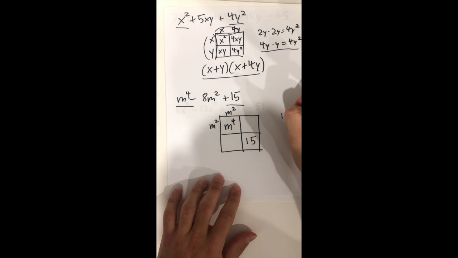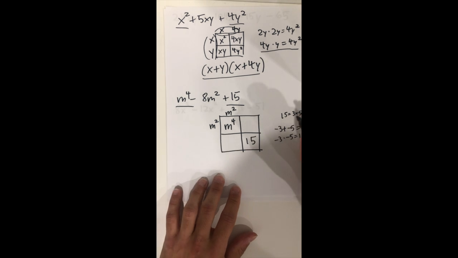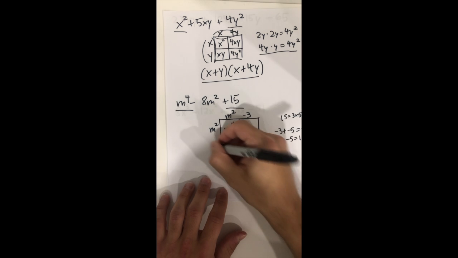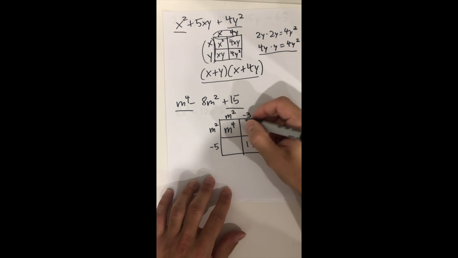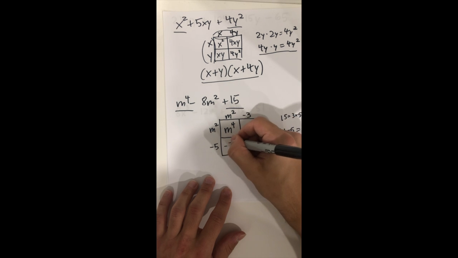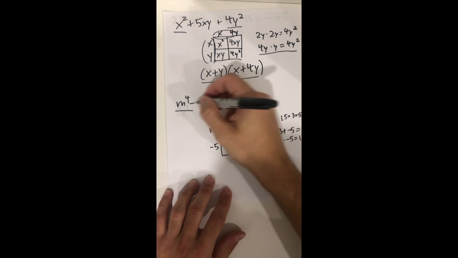So what I can do, keep in mind, it's negative 8. So negative 3 plus negative 5 is negative 8. Negative 3 times negative 5 equals 15. So these numbers actually work out pretty well. So over here, I'm going to put negative 3. Over here, I'm going to put negative 5. Now this works because negative 3 times m squared will go here, and negative 5 times m squared is going to go here. Again, if you add everything up in the middle, it equals our polynomial up here.